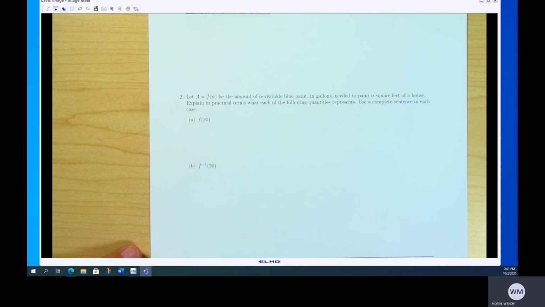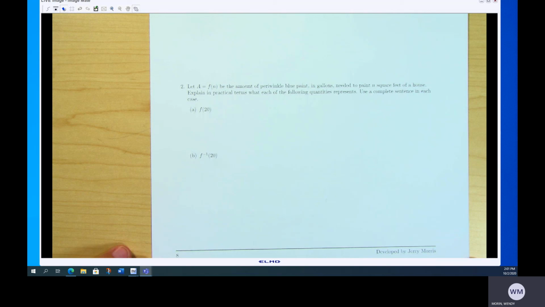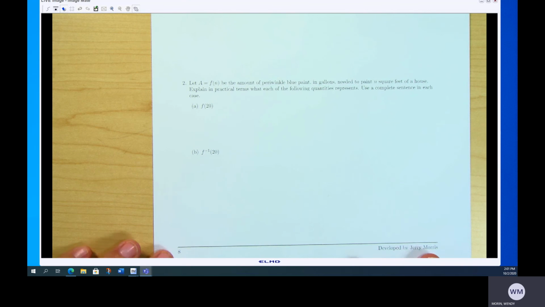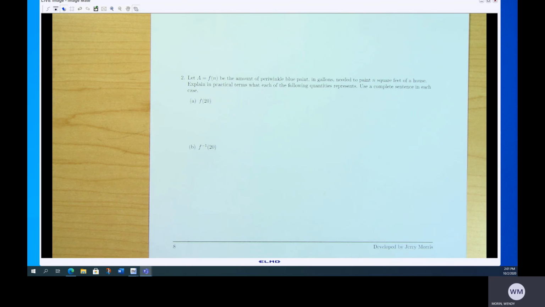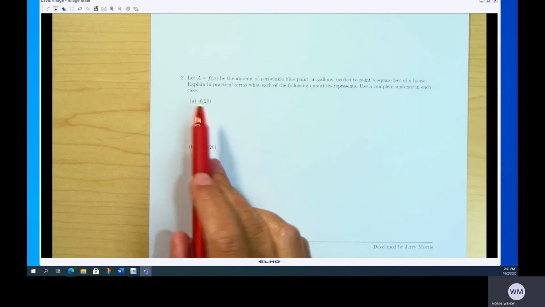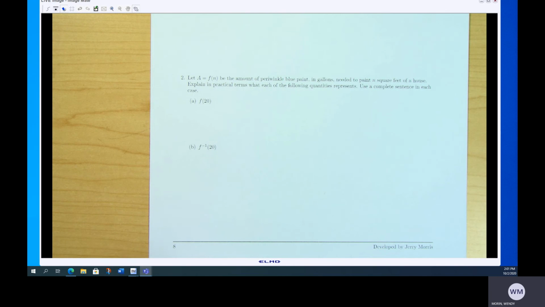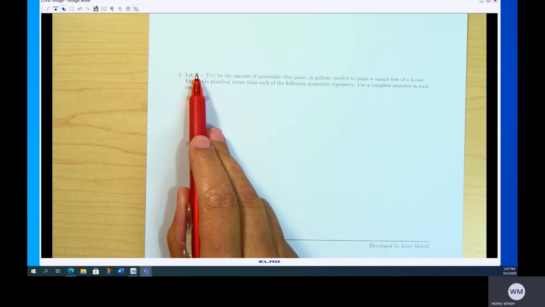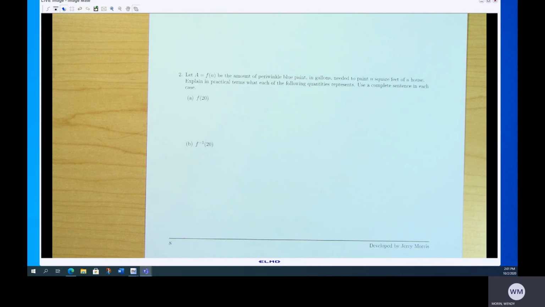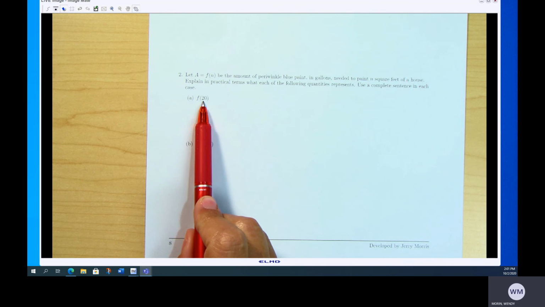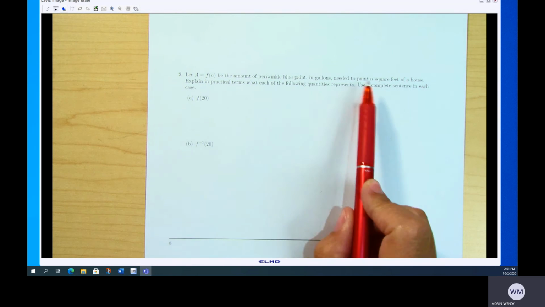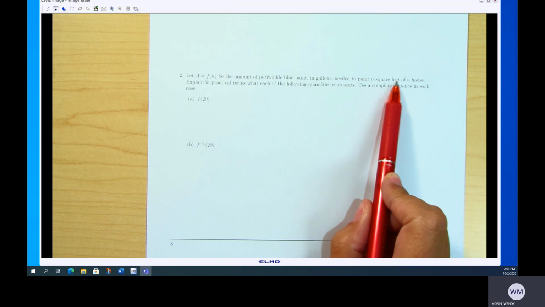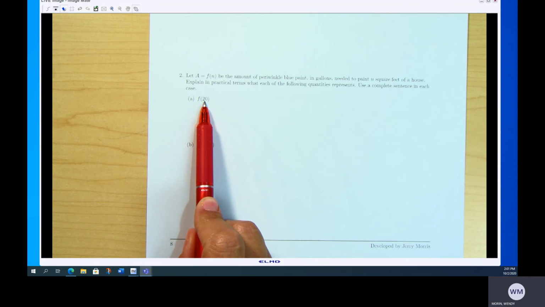Okay, let's go ahead and look at the story problems. Number 2, it says A equals f of n, so that means n is your input, f of n, or the amount of periwinkle blue in gallons, is your output. So right here, this input, it says needed to paint n square feet of our house. So what is this telling us?